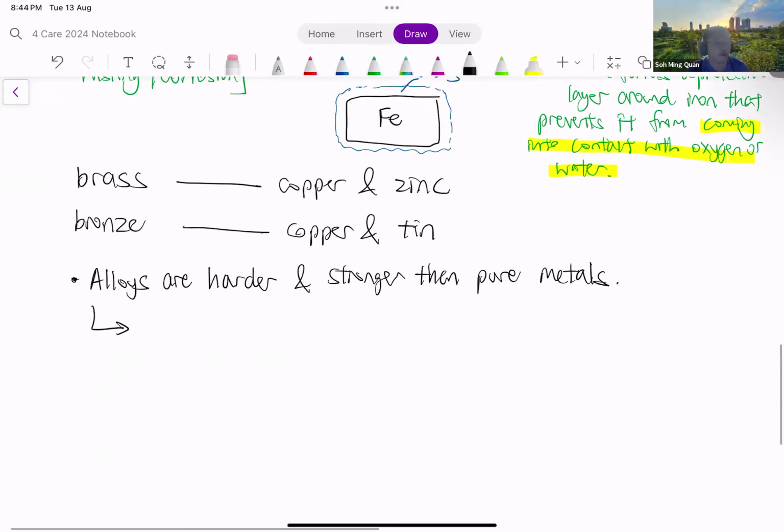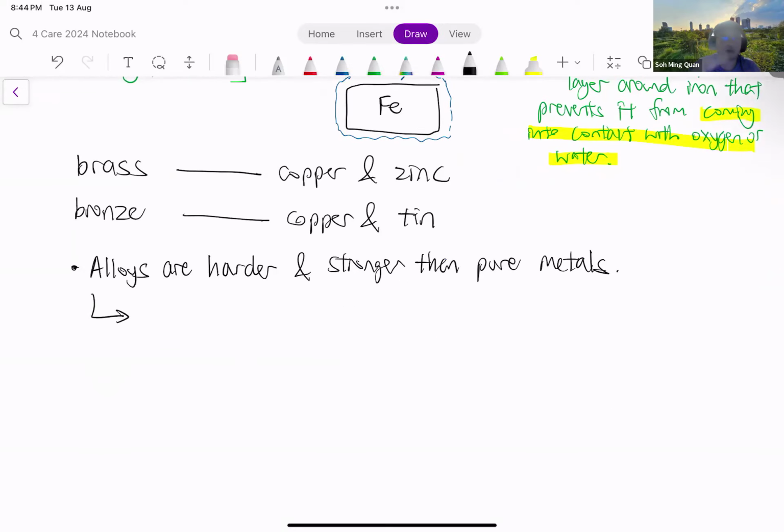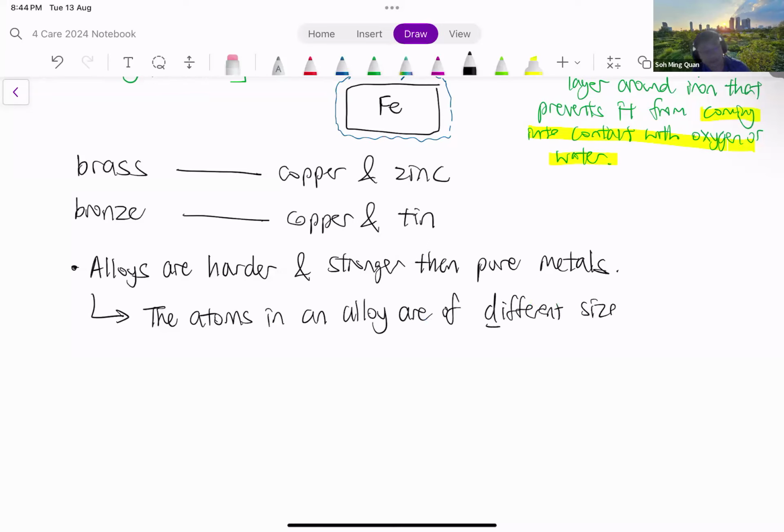Okay, so when we were teaching our students, we always teach them the 3Ds. What are the 3Ds? First thing is the atoms in an alloy are of different sizes. That's, of course, a consequence of it being a mixture. It's a mixture of metal with other elements. So, of course, it has different types of atoms, and each atom has its own size, right? Iron atoms are of a certain size. Carbon atoms, different size. So, that's the first D, different size.